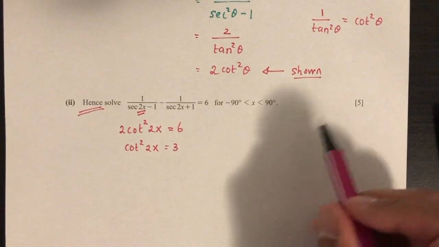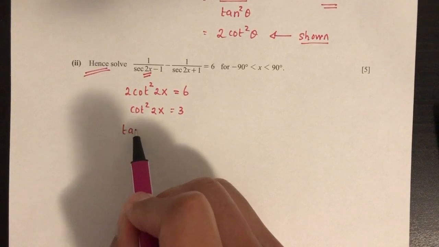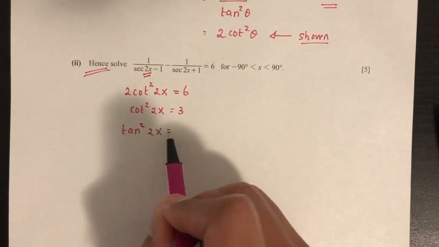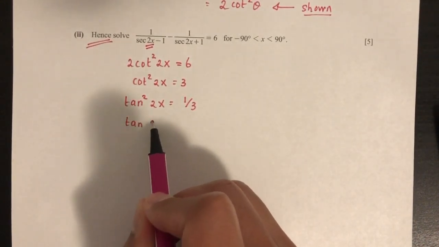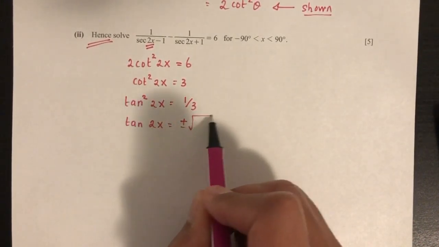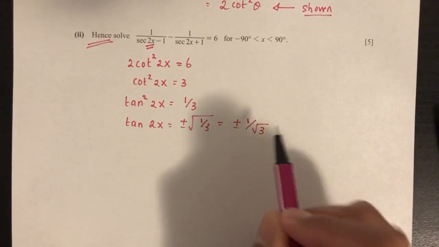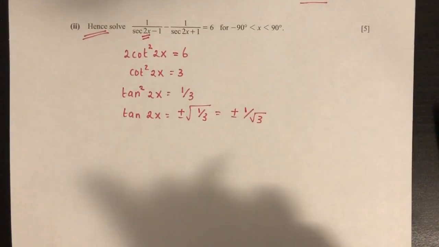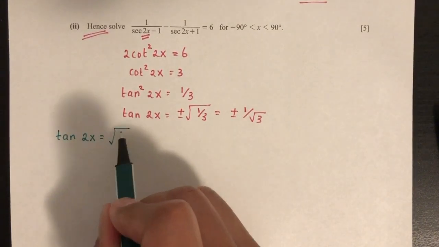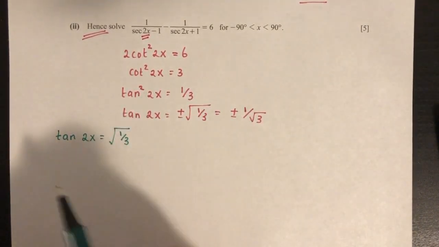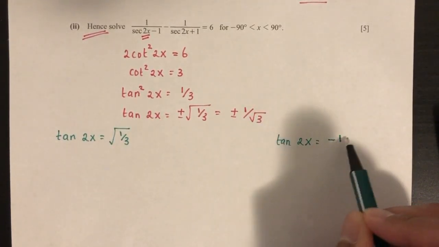Now you should know that cot is equal to 1 over tan. So tan squared of 2x will be 1 over 3. Now simplify again. So tan of 2x will be plus or minus the square root of 1 over 3, which is plus or minus 1 over root 3. Now we take the values one by one. On the left side, let's take the positive value, tan of 2x equal to 1 over root 3. And on this side, let's take tan of 2x equal to minus 1 over root 3.